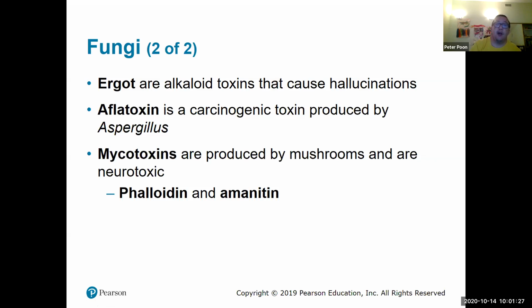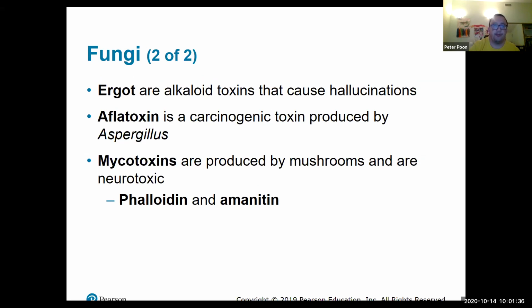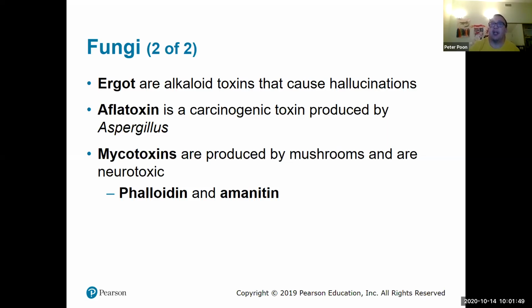It's a fungus that grows on crops, and particularly wheat or barley. So I'm sure you guys have probably heard of the Salem witch trials. The Salem witch trials were actually brought on by ergot poisoning, along with the religious fervor of the time.